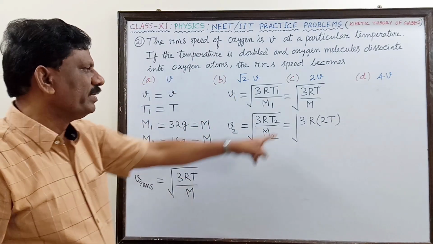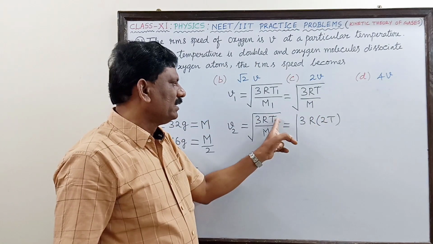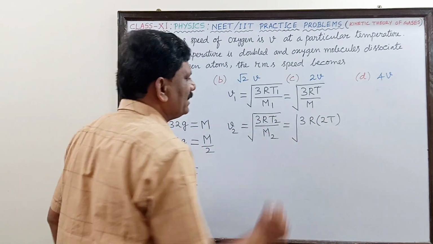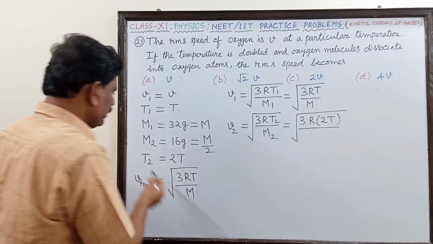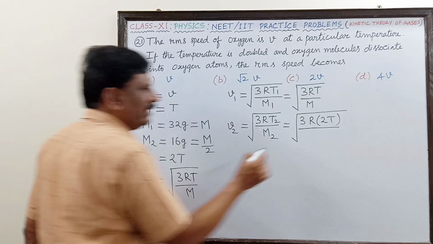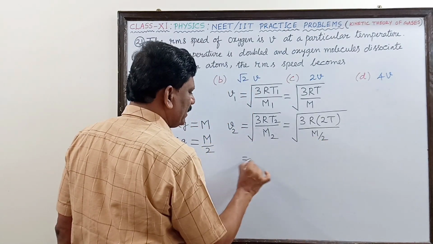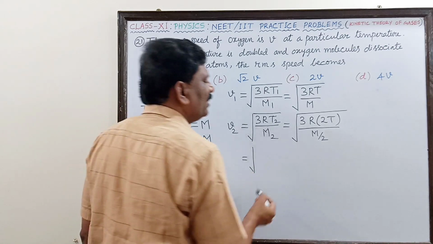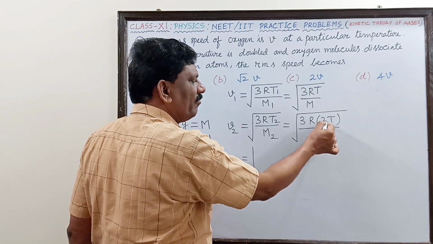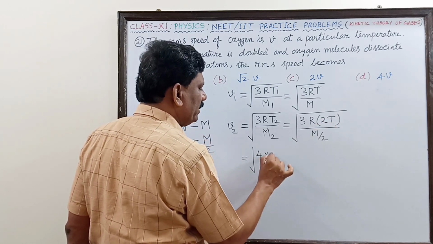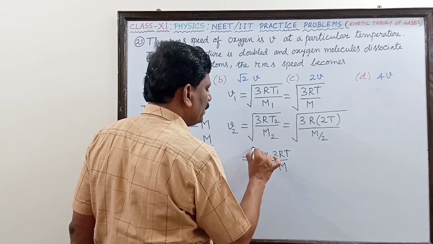Carefully you have to substitute, because T2, twice the temperature, is doubled. So here T2 is twice the temperature, divided by M2, which is equal to M divided by 2. So this is equal to square root of, this 2 is coming to the numerator. That 2 into 2 will become 4. So 4 into 3 RT divided by M.